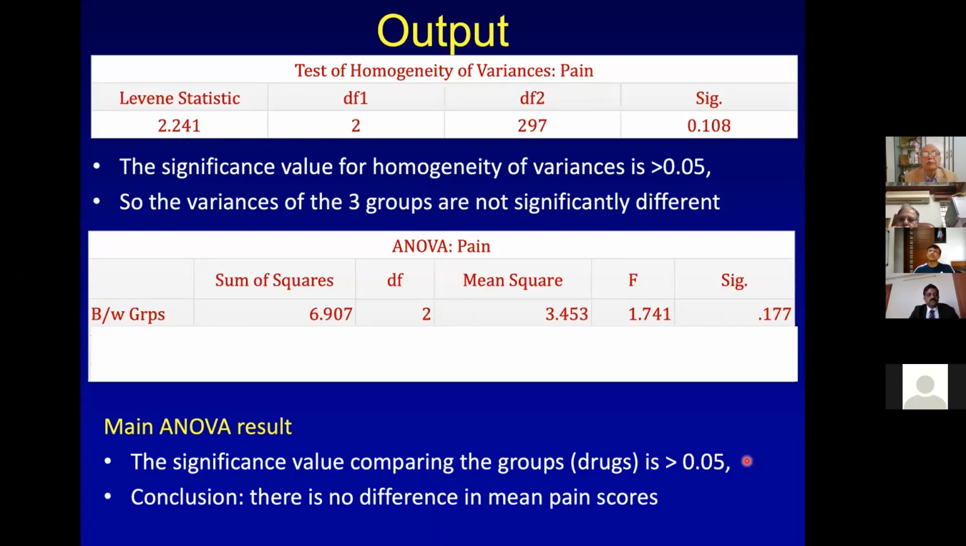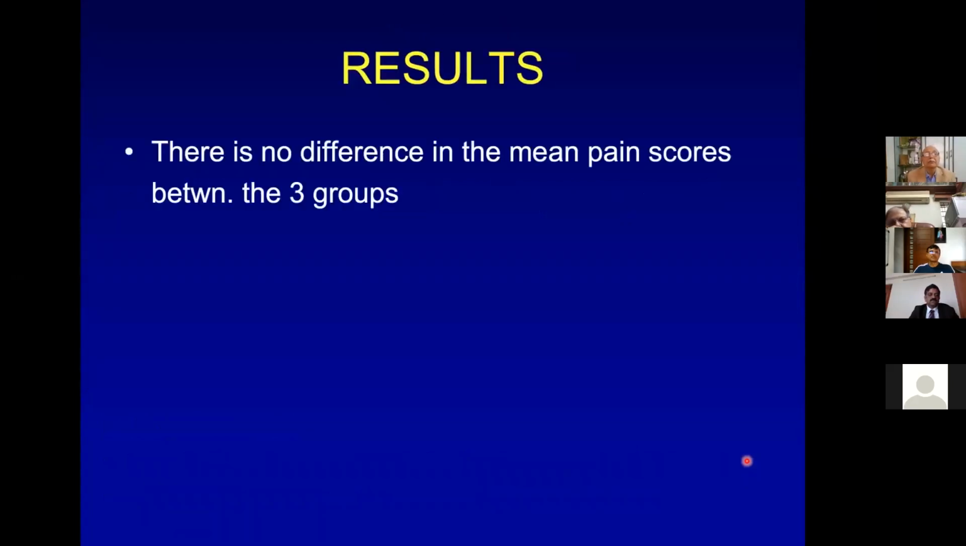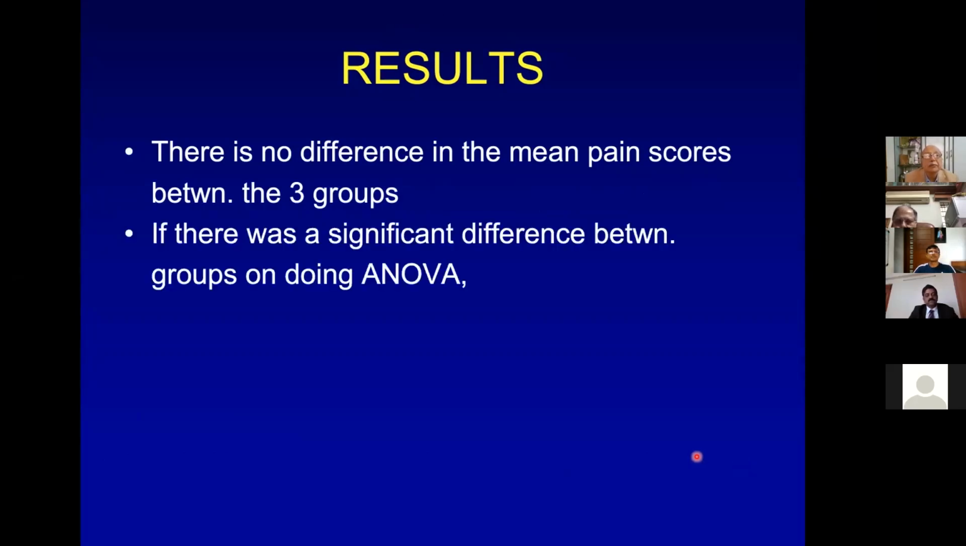But somebody will say, no, I want to compare pregabalin with gabapentin, right? So before we do that, this is how we write the results. There is no difference in the mean pain scores between the 3 groups. That's all. We can just mention that. But how will we write it in a journal, right? We need to give the numbers, okay?